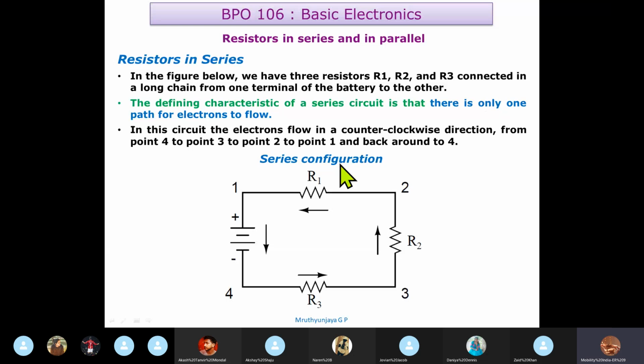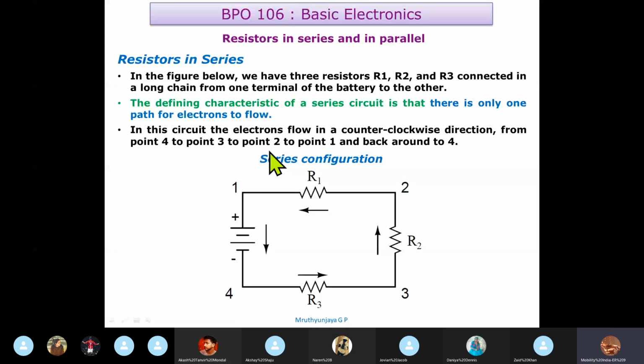Other connected to the next resistor, like that. So that will be a series connection. The defining characteristic of a series circuit is that there is only one path for electrons to flow, or only one path for the current to flow. There is a single current.